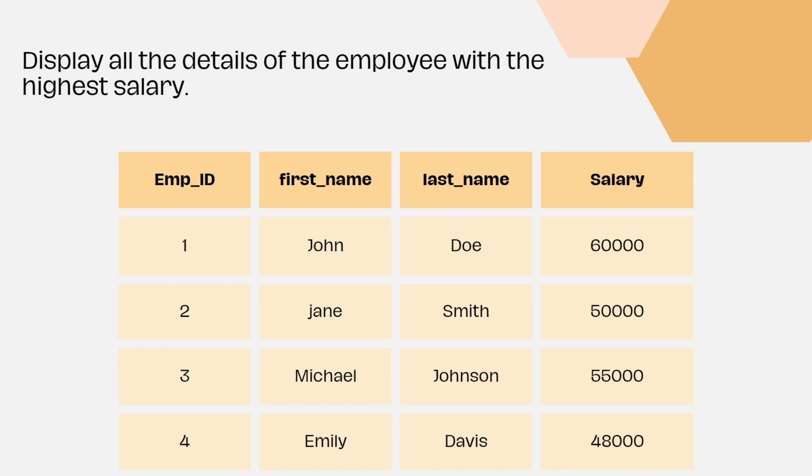Now, if we come across a scenario where we want to display the details of the employees who have the highest salary. In this table, you can see that it's employee ID 1, whose name is John, and his salary is 60,000. Now, let's use subqueries to find the desired output in dbFeeder.